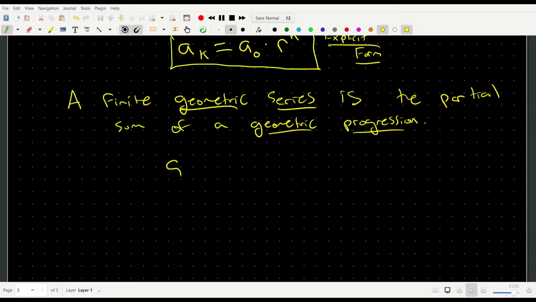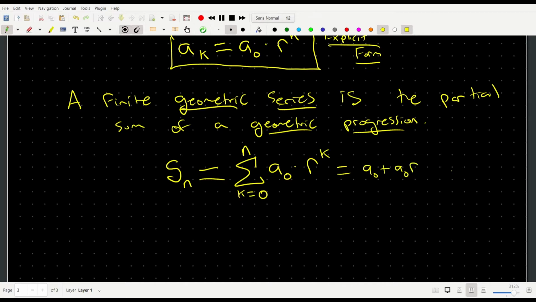And so the nth term of a geometric series is going to be the summation from k equals 0 to n of the initial value a0 times r to the k, or a0 times r to the 0, which is 1, plus a0 times r to the 1, which is a0 times r, plus a0 times r squared, all the way up to a0 times r to the n. This is a finite geometric series.